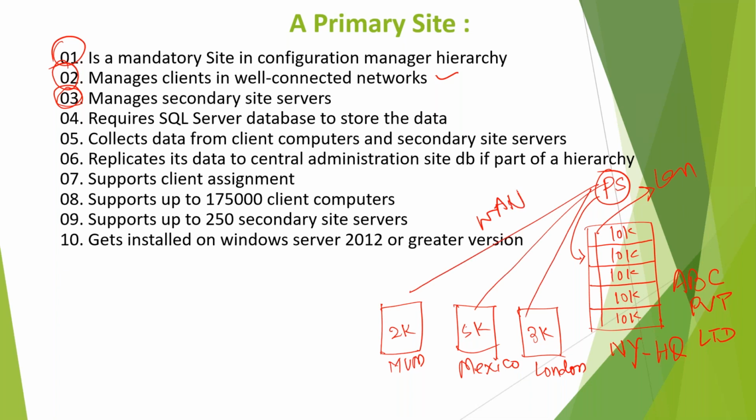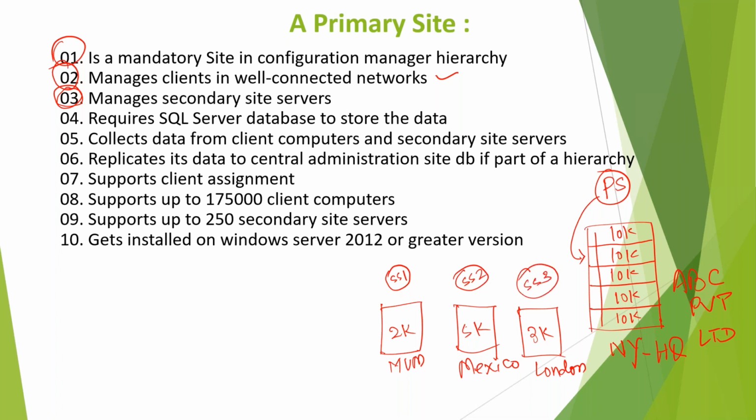LAN is always better than WAN. You will not have good connectivity on WAN. So when you have devices on a WAN network, you will need the help of a secondary site. Let's say one secondary in Mumbai. We will install another secondary site in Mexico, and another secondary site in London. These secondaries will be managing these 2,000, 5,000, and 3,000 devices. A secondary cannot have its own policy. It will always get the policy from the primary. So the primary will be supplying the policy and contents to these secondary sites.